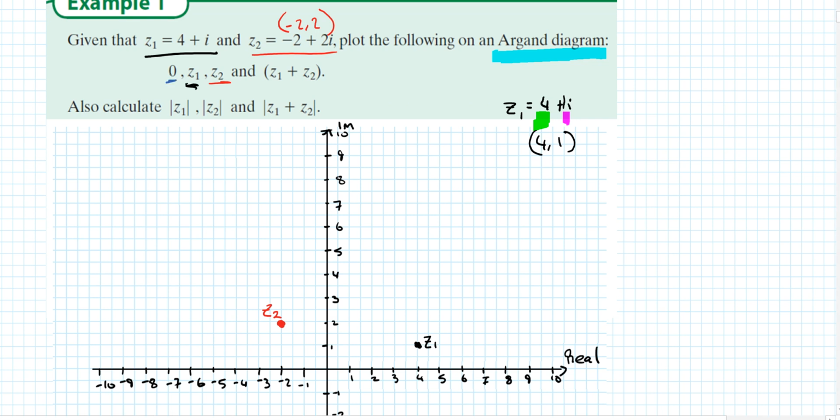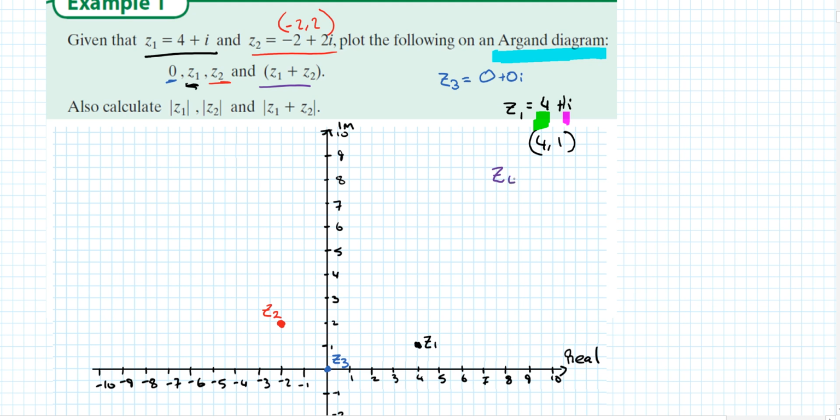What about 0? Well, that's Z3. Let's call it 0 plus 0i. So there's no real part and no imaginary part, and we'd get Z3 at the origin. And let's go purple for this one. Let's go Z4. I know they don't call it Z4, but just for the purpose of the example, we can call it Z4.